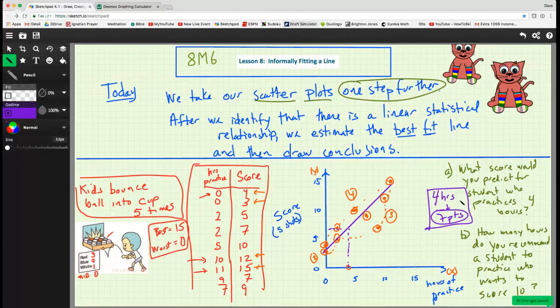Now we can answer questions in the other direction. If I want to get a score of 10, how many hours do you think I should practice? So now instead of coming down here on the hours of practice, we're going to look at our score of 10 and then dash over here to the right and then dash down. And we'd say we think the answer is 7 hours. 7.